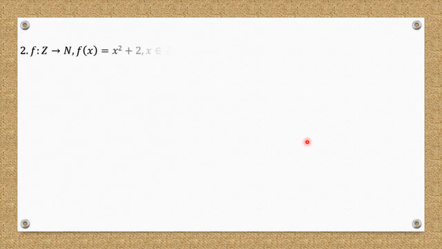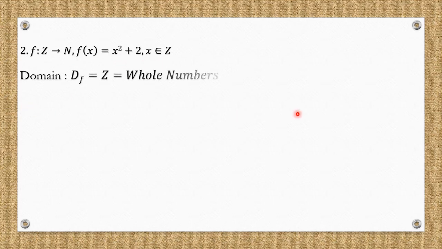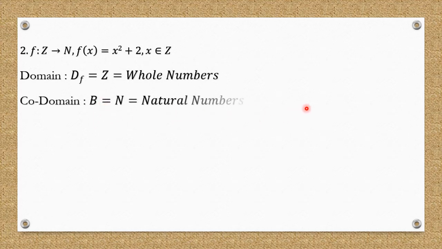Moving on to the second question, f is a function from Z to N. Now here Z is whole numbers, N is natural numbers. And the equation is x square plus 2, x belongs to Z. Domain is Z whole numbers, codomain is N natural numbers, and we are going to take randomly any number. Z is whole numbers from negative infinity to positive infinity. So what I am going to do, I am going to take one negative number, one 0 and one positive number. Rest will be dot dot dots.